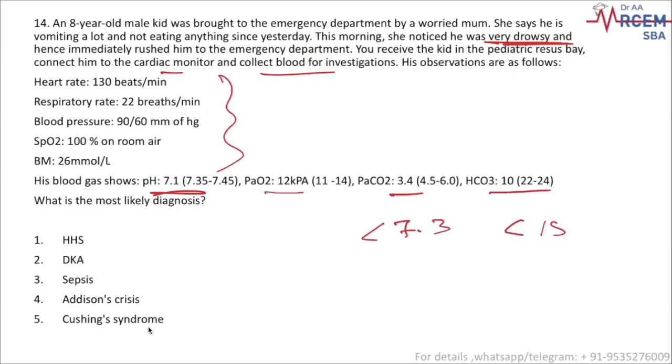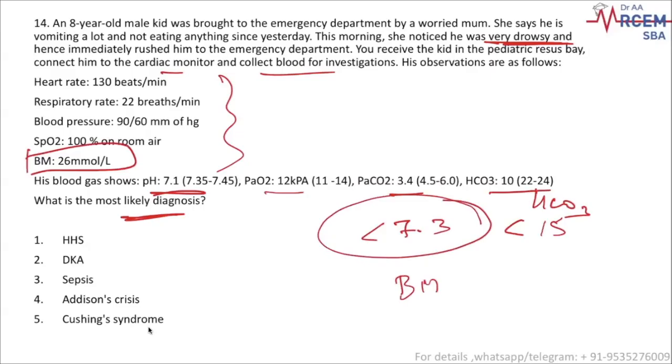Bicarb is also less than 15. What is the most likely diagnosis in this patient? They're asking. BM is also on the higher side. So BM on the higher side with an acidosis, think of DKA, especially in the pediatric age group. Especially in this age group, it is an undiagnosed type 1 diabetes mellitus.